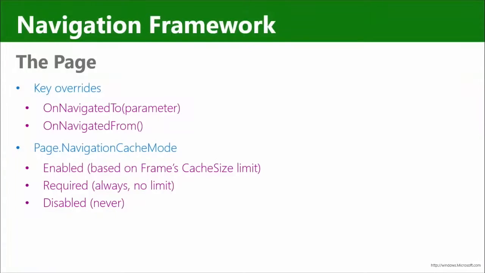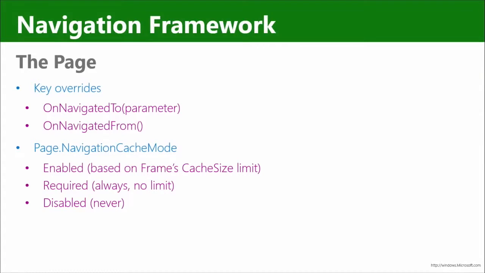Then there's the page. So remember, first it's the frame, and then there's also these pages. The page has a handful of things to it, but the things that are really worth noting here are that they have an on-navigated to and an on-navigated from, both of them are an override. So as I navigate to a page, go forward, back, or just navigate to a new page, on-navigated to is raised for me or invoked for me automatically, passing the parameter that's passed in. And this is terrific, and this is the way most interaction with a page is accomplished.